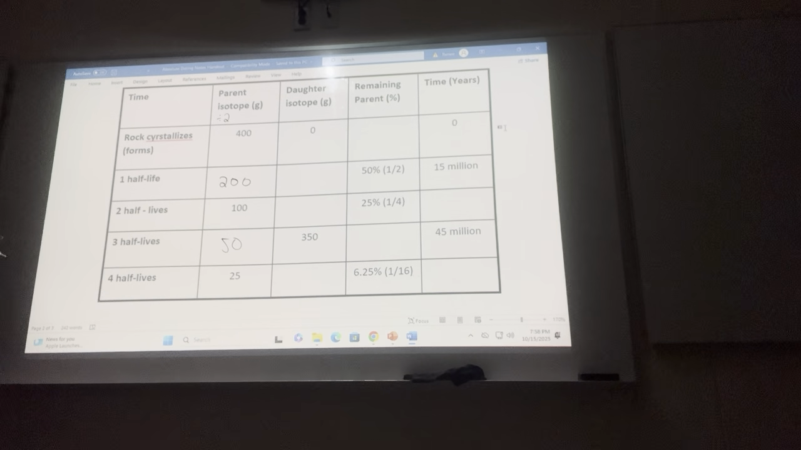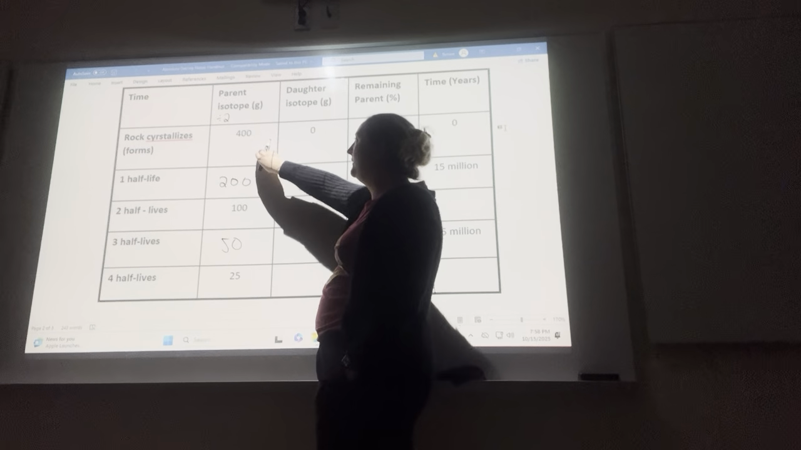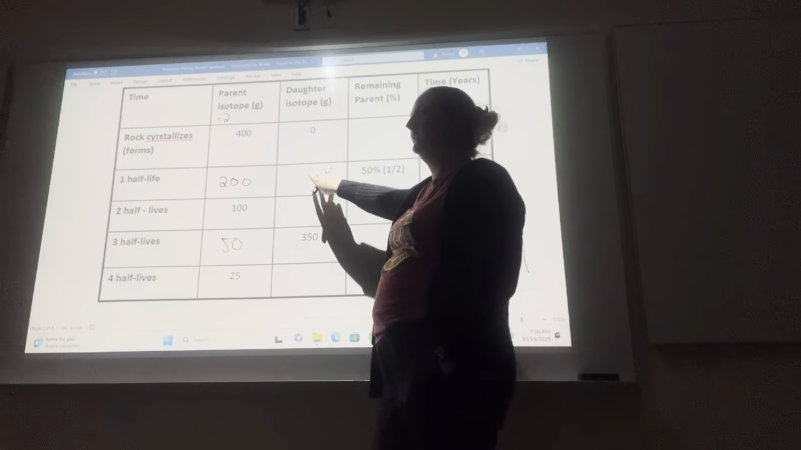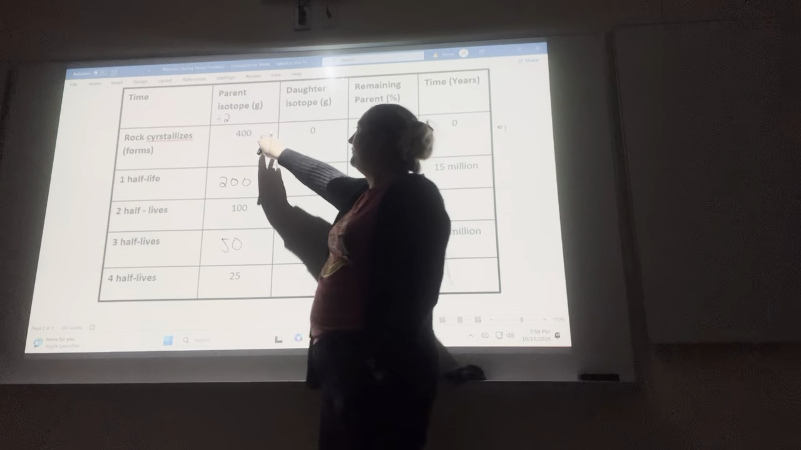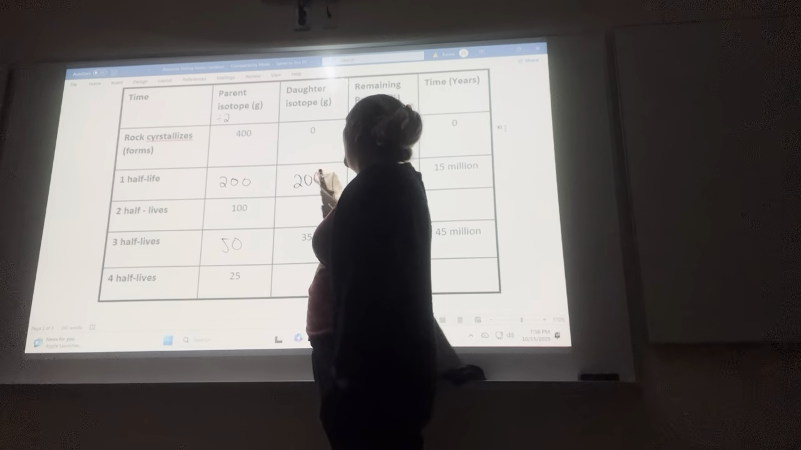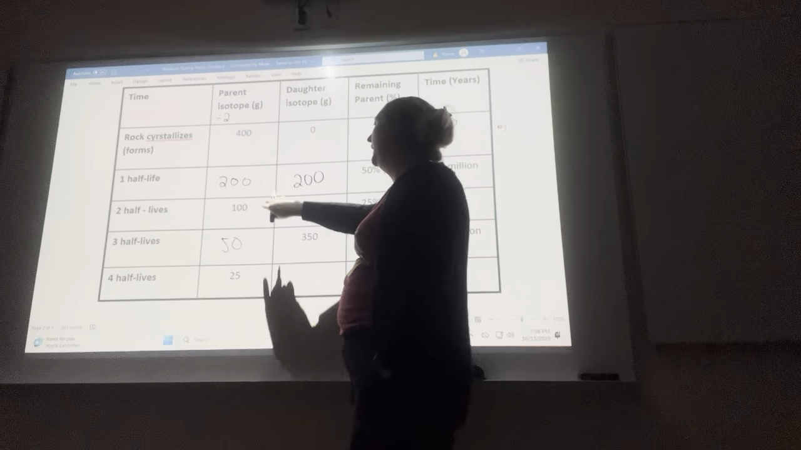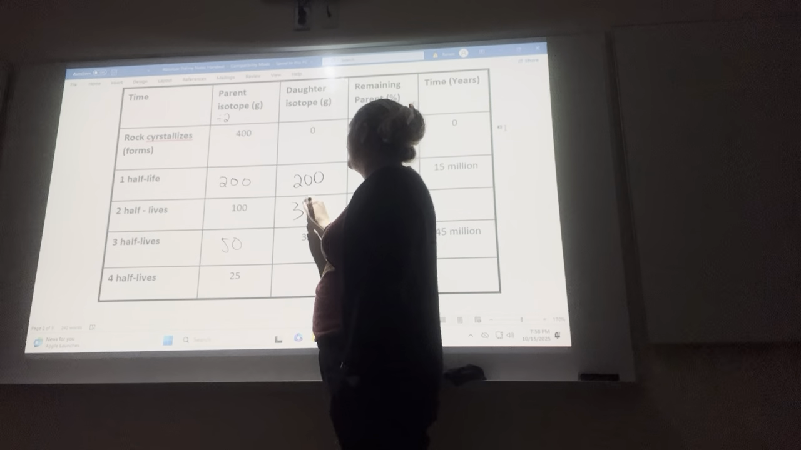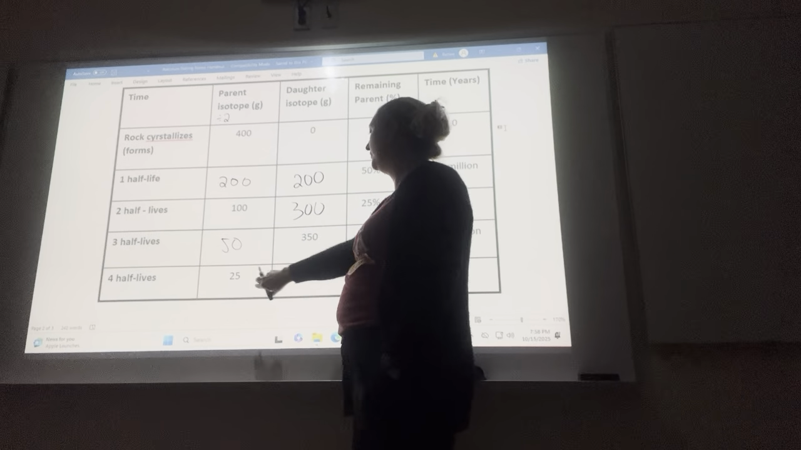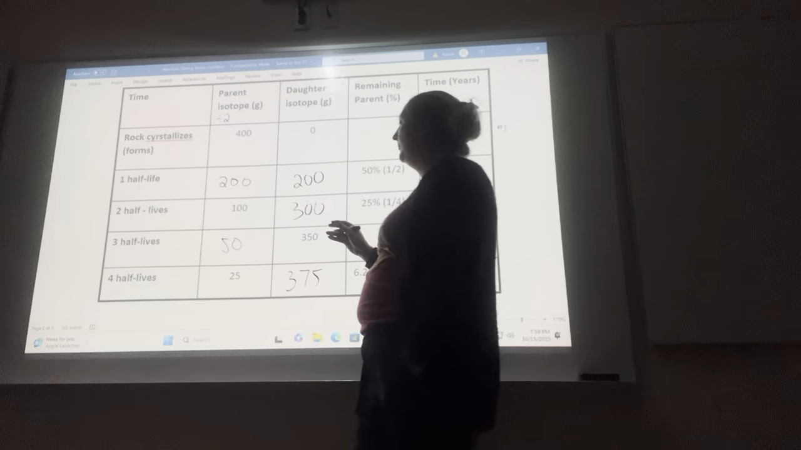Perfect. Now for daughter isotope, the daughter isotope is what the parent turns into. So we would take whatever amount we see here and subtract it from the previous amount, and that will give us the amount that belongs in this box. We had 400 grams initially, 200 are still parent, that means the remaining 200 have to be daughter. These two numbers should always add up to whatever you started with in your sample. 100 here means we're going to need 300 grams here, 50 here means 350, 25 means 375. Okay, and you can keep this going.